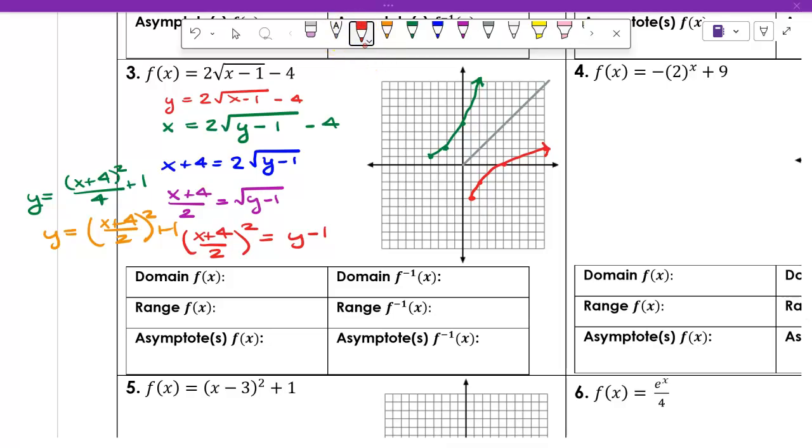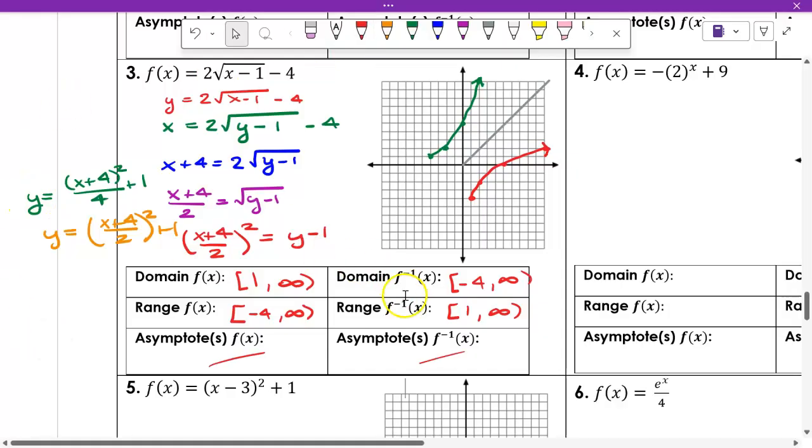So now our domain of our original function, we've already said it several times, but let's go ahead and say it one more time. It goes from 1 to infinity. It includes the 1. The range will also go from -4 to infinity. That means over here, the domain of this one was -4 to infinity, and the range was from 1 to infinity. And I already addressed it. Does it have an asymptote? No, it does not. No asymptotes. Nothing to be concerned about there. Okay.